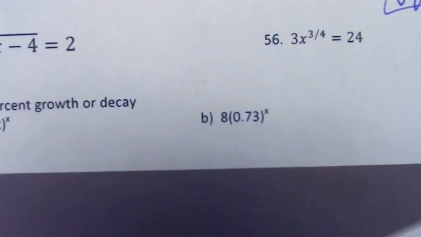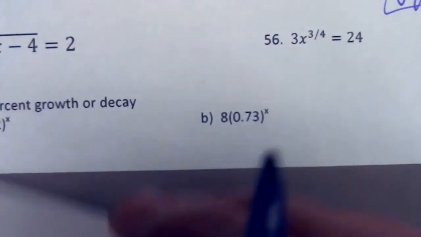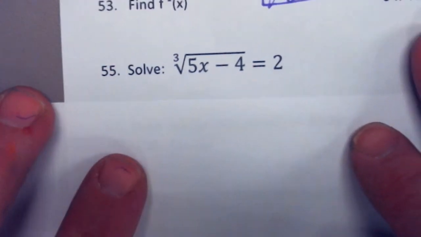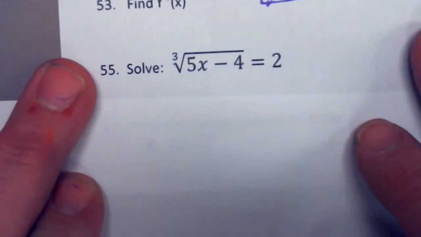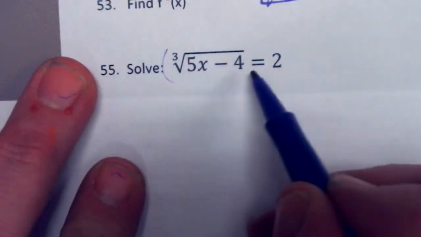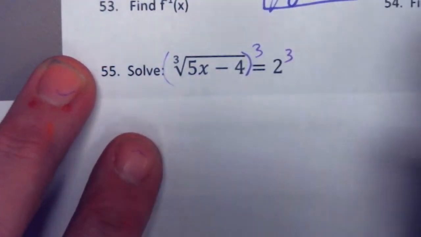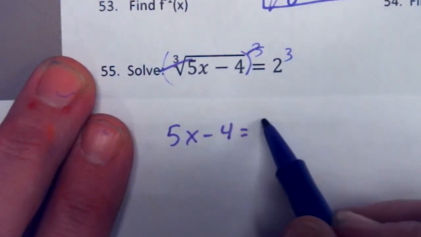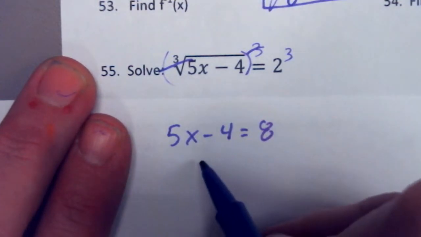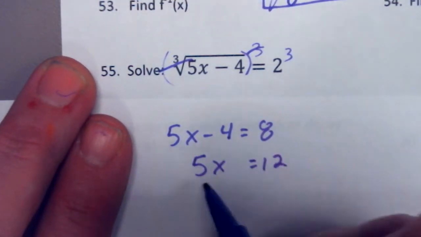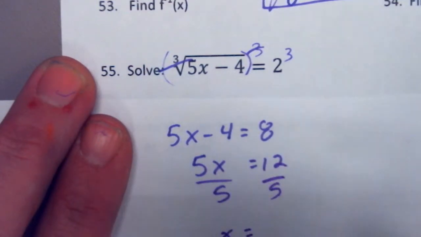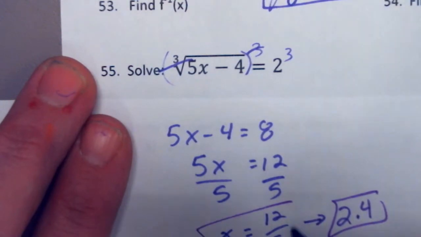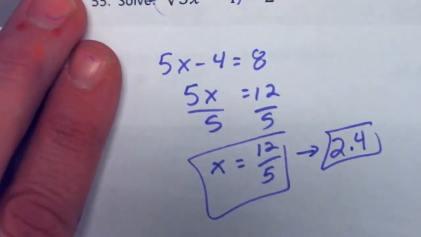Okay, 55. Solving that equation. Move that into the spotlight. The cube root of 5x minus 4 equals 2. First thing I need to do is cube both sides. Okay, so I get rid of that cube root. I end up with 5x minus 4 equals 2 cubed, which is 8. All right, now I just have to solve it for x. Add 4 to both sides. 5x equals 12. Divide by 5. Okay, 12/5 is your answer. If you want it as a decimal, you get 2.4. Either way is fine with me. Okay, so that's 55.